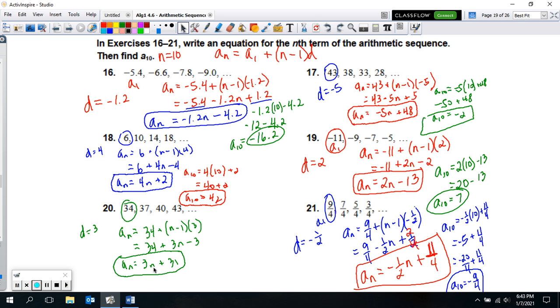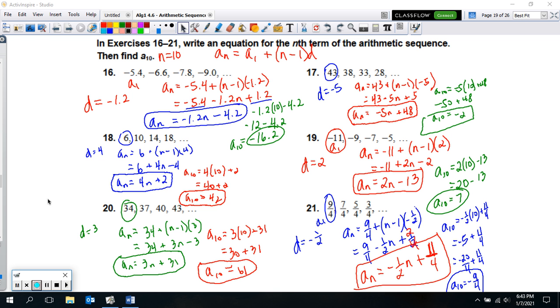So a of n is equal to 3n plus 31. Plug in 10, so it's 3 times 10 plus 31. 3 times 10 is 30. Oops, went the wrong way, sorry. 30 plus 31 is 61. So your 10th term in this sequence would be 61.